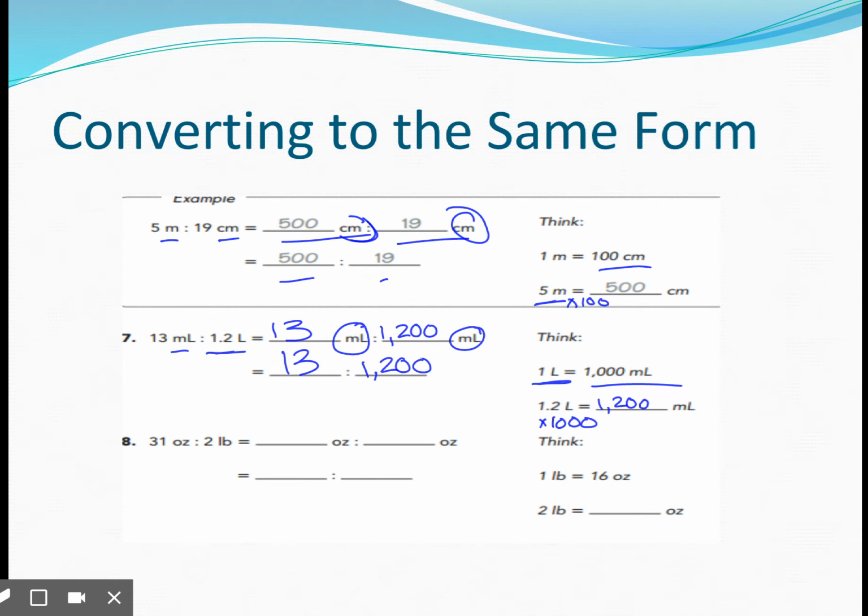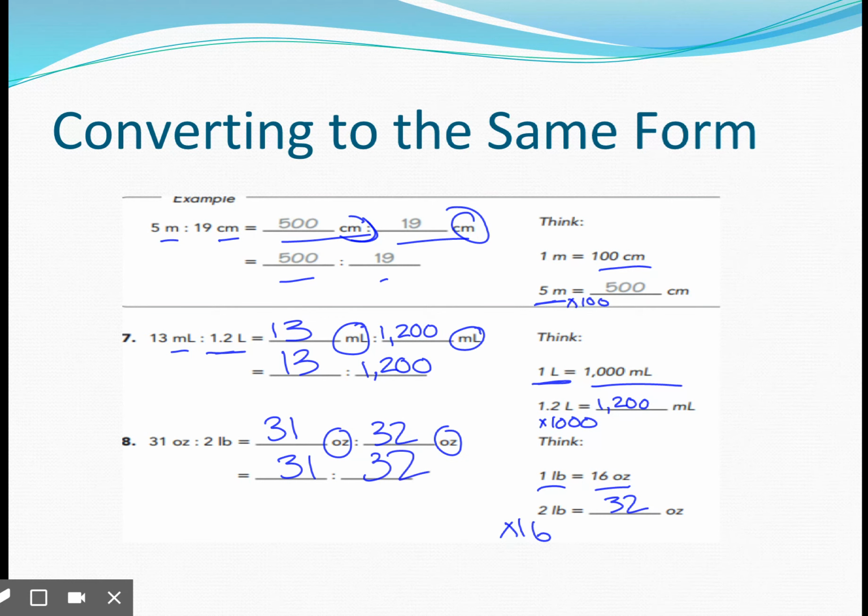And lastly, number 8, 31 ounces to 2 pounds. These are both weight, so can be written as a ratio. I'm going to keep my ounces because I'm going to convert my pounds to ounces. Here they tell us 1 pound equals 16 ounces. So that means I'm just multiplying by 16. And 2 times 16 is 32. So 31 ounces to 32 ounces. And then again, because they're both the same unit now, I can just write 31 to 32.